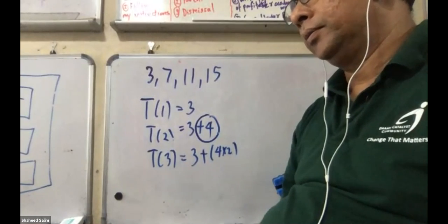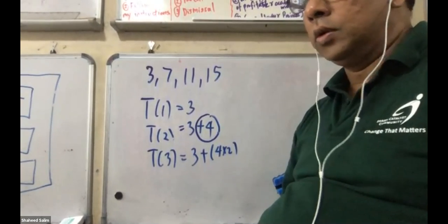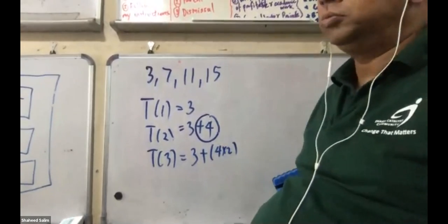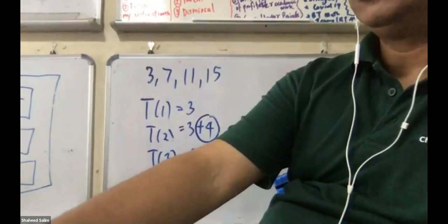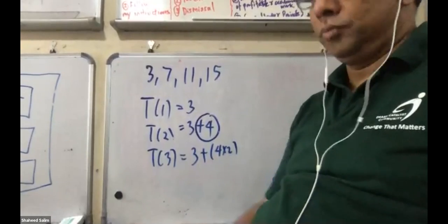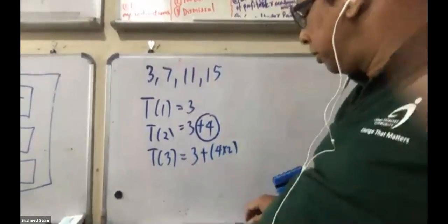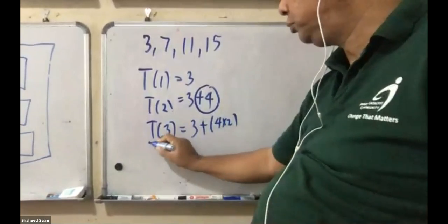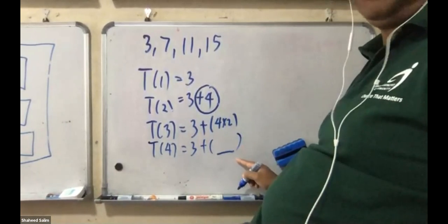Okay, you try. For the nth term. Okay, you gave me for the fourth term. 3 plus 4 times 3. Oh, 3 plus 4 times n.